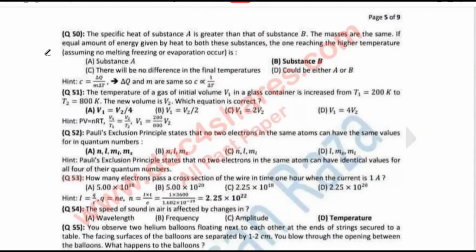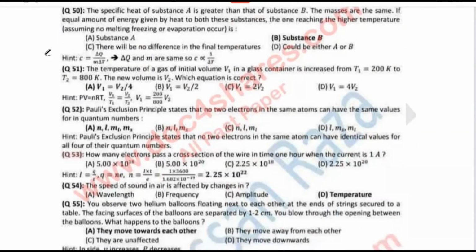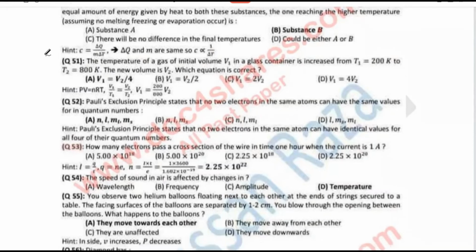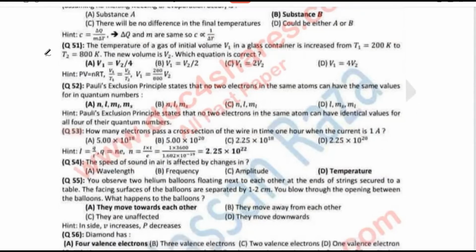So the next question is 53. How many electrons pass a cross section of a wire in a time of 1 hour when the current is 1 ampere? So the answer is 2.25 × 10^22. So this is the correct answer.